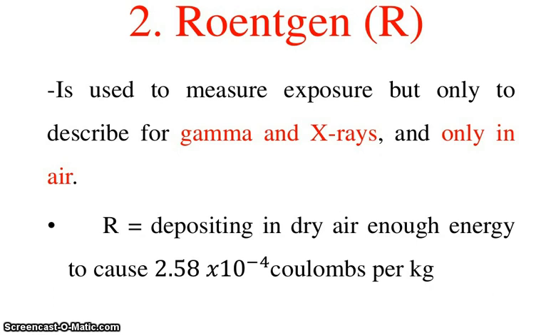Roentgen is used to measure the exposure, but only to describe gamma and X-rays, and only in air. R is equal to depositing in dry air enough energy to cause 2.5 into 10⁻⁴ coulombs per kg.